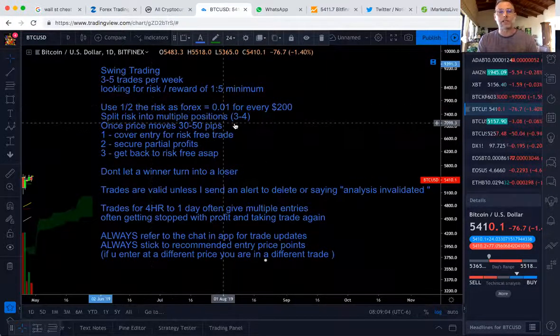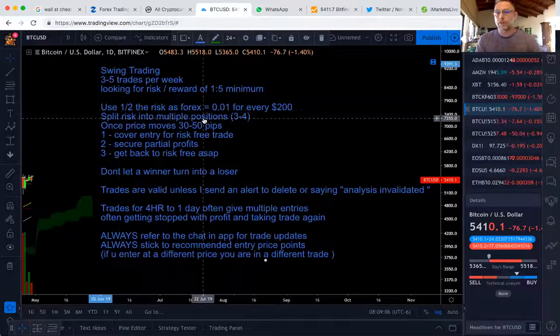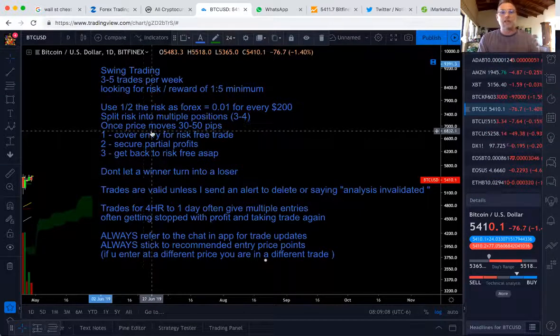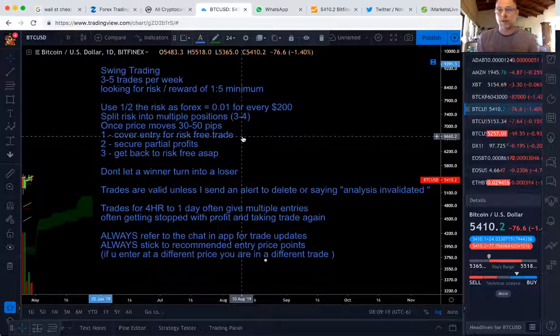First thing I would suggest is to use half the risk that you do in Forex. And then to split that risk, whatever your risk is, split it into multiple positions, 3 to 4 positions entering in the same zone, because this gives you room to play with your trade.